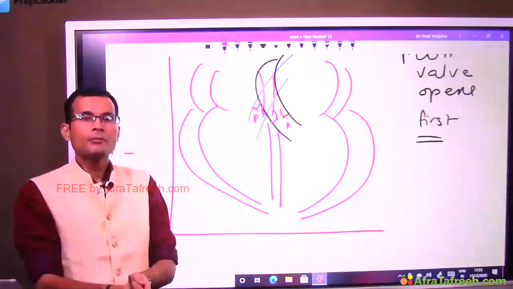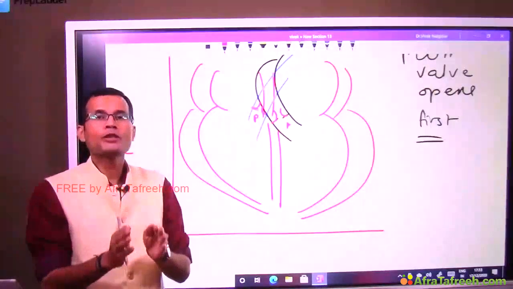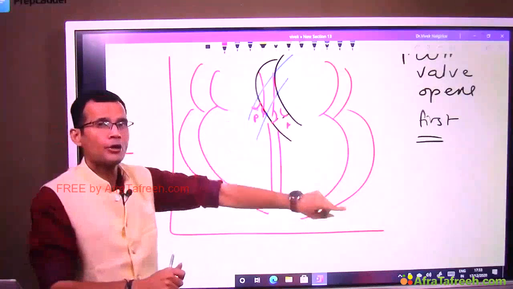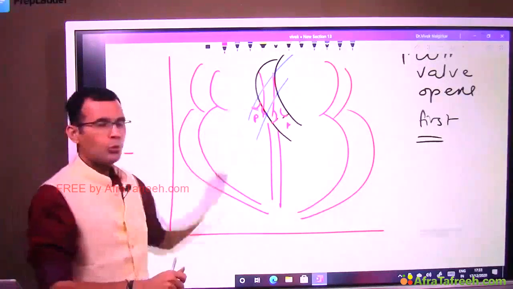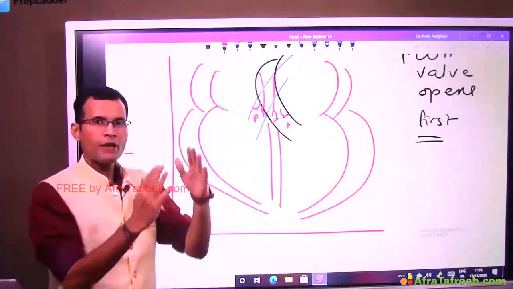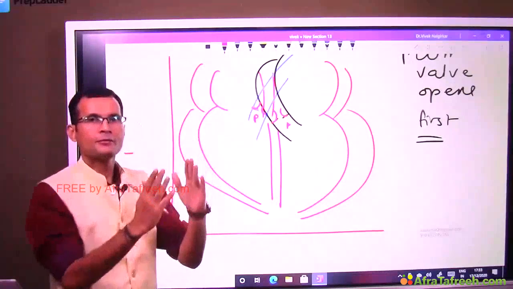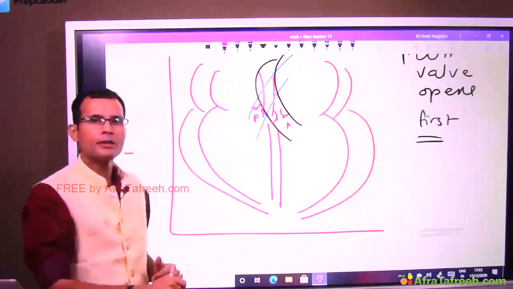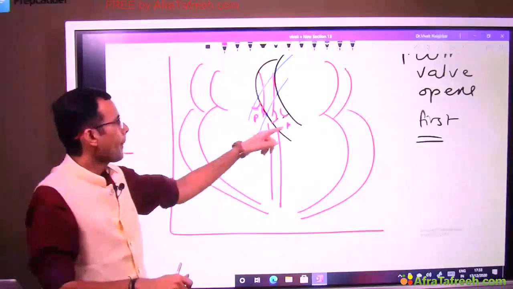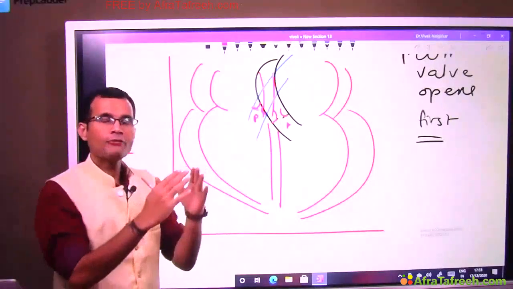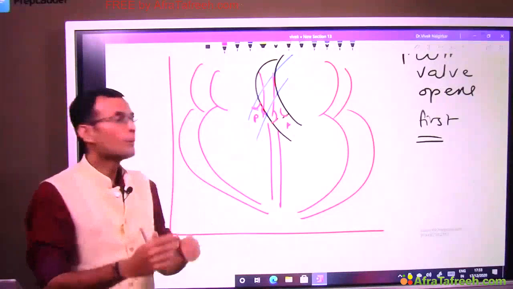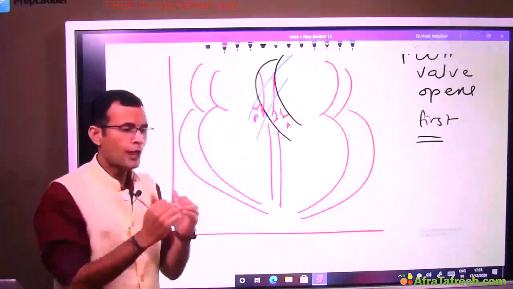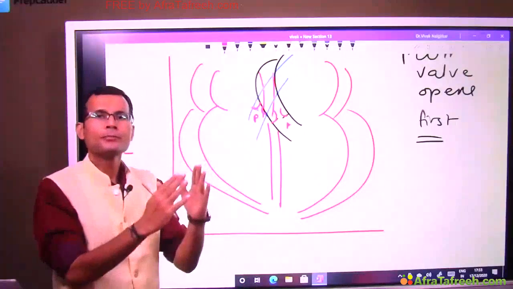Pulmonary artery is a low pressure vessel compared to the aorta. So pulmonary valve opening will be easy, because beyond those leaflets there is a comparatively lower pressure, the pulmonary artery pressure. Whereas aortic valve will open slowly because beyond that there is the aorta, which is a high pressure vessel. So valve leaflets will move a little slowly.